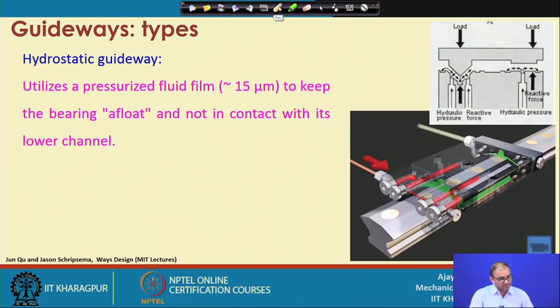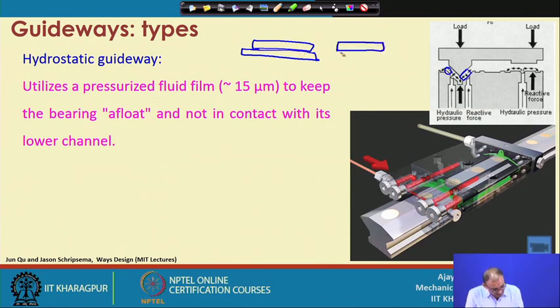In the earlier case we have seen that this is the moving component, and we are putting balls here or putting rollers here, correct. That is to reduce the contact between the two surfaces when they are in motion. Now consider this situation. This is the one where there is full surface contact. This is the other thing which we have seen recently. These are the balls. Okay, and this is the third one.